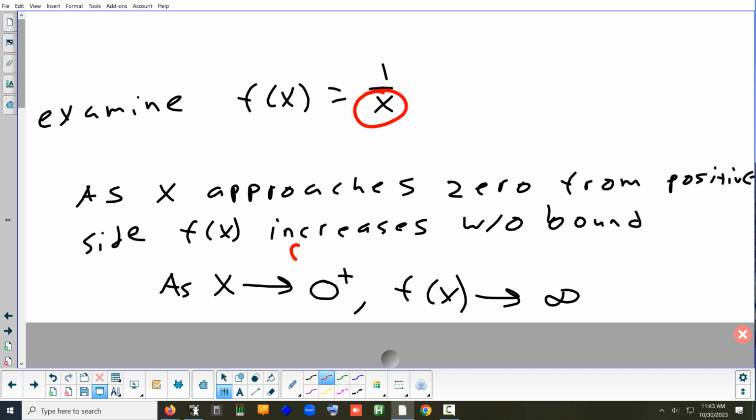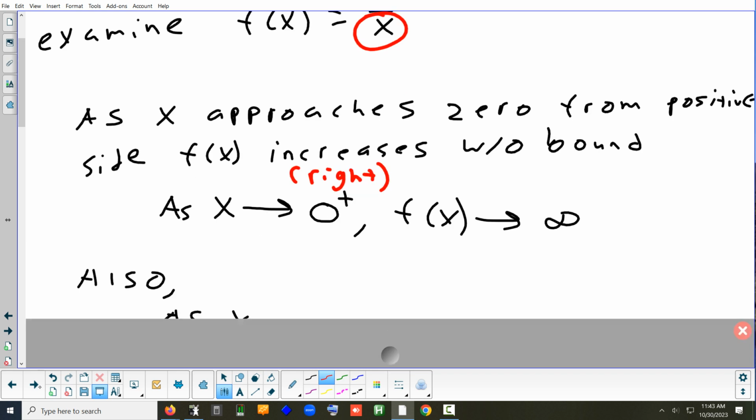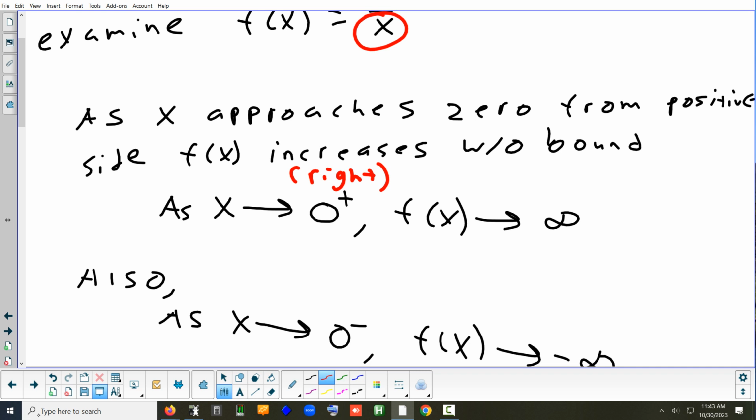So just to be clear about what that means, because you're going to see it on the test. When you see a 0 with a little plus sign, positive numbers are on the right. So that means it's coming at it from the right. If you see a 0 with a negative symbol, the negatives are on the left. So that means you're coming at it from the left side, heading towards 0.